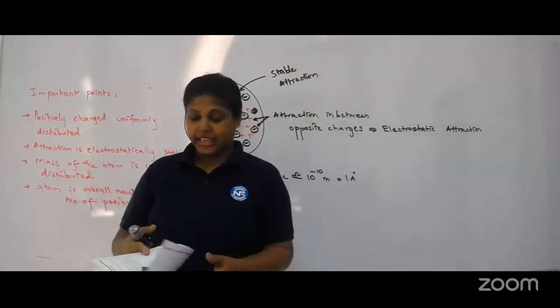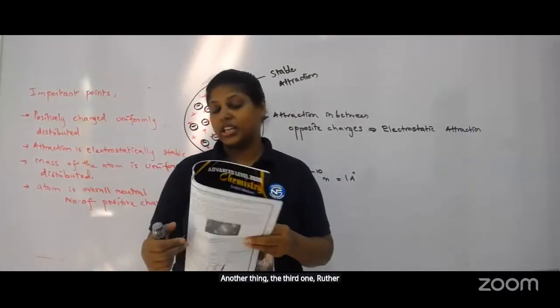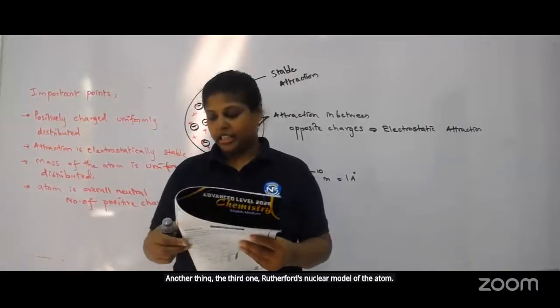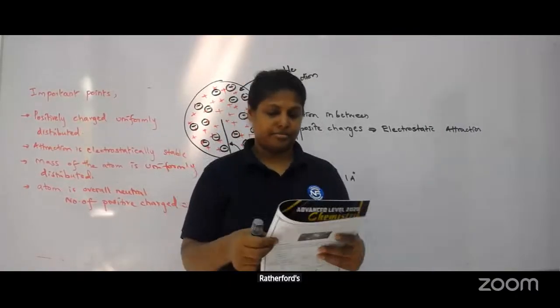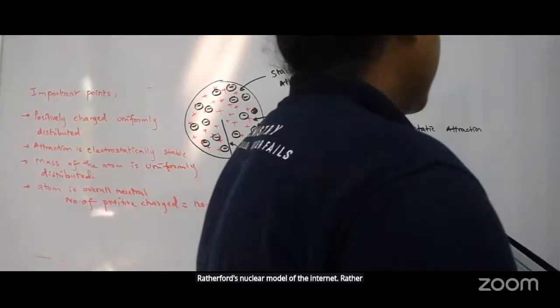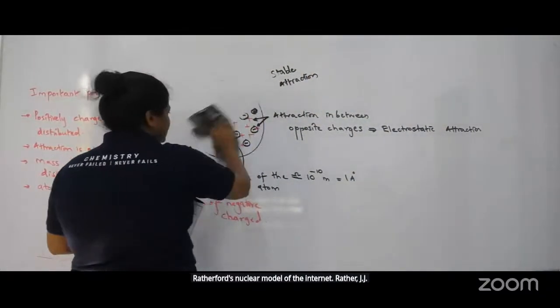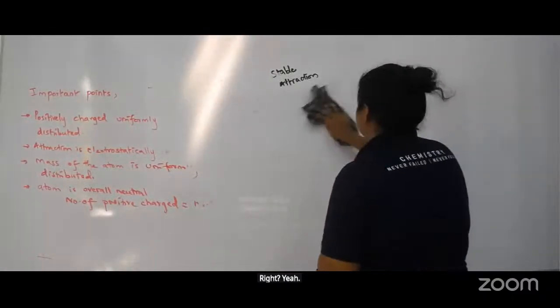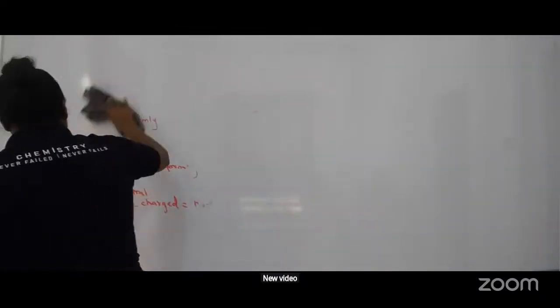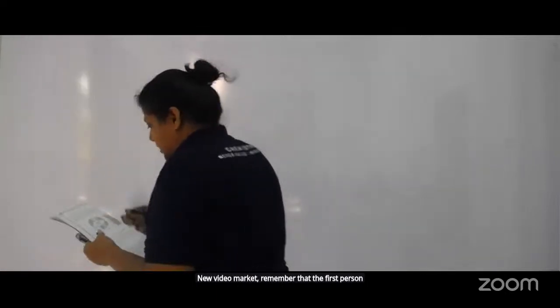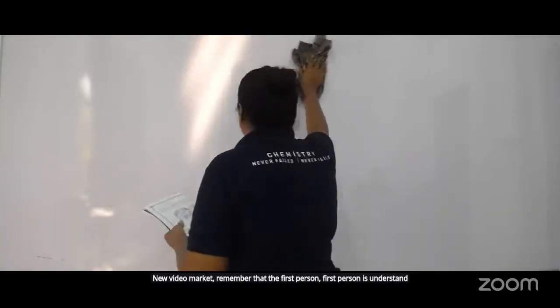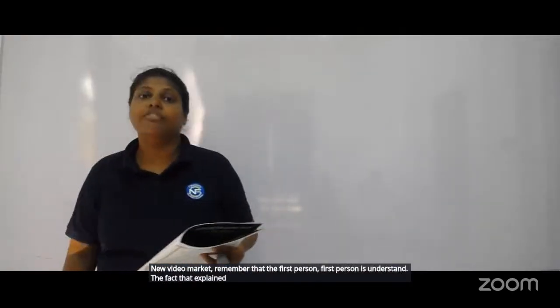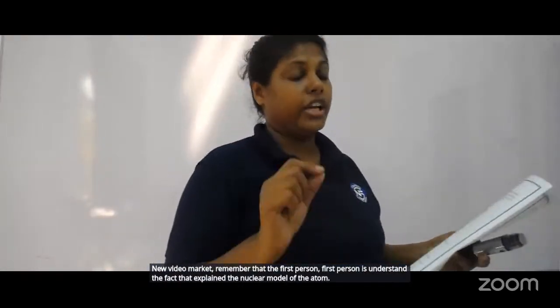Look, the third one: Rutherford's nuclear model of the atom. Something different from J.J. Thomson's model is explained. Remember that the first person who explained the nuclear model of the atom is Ernest Rutherford.